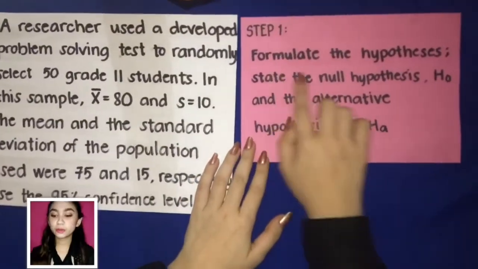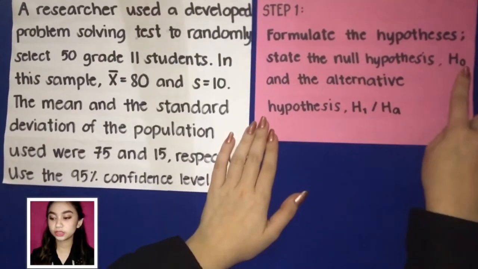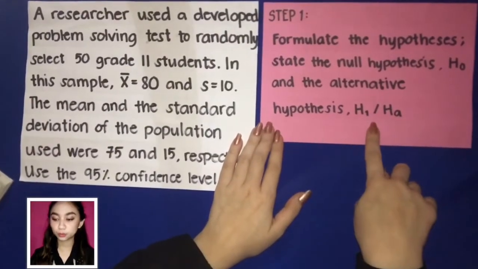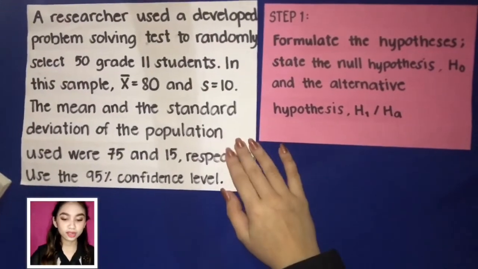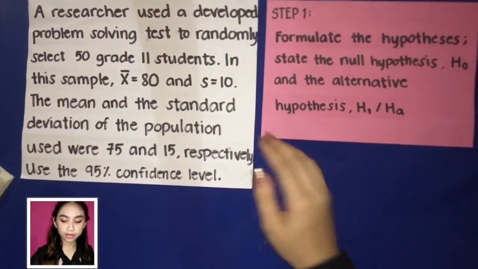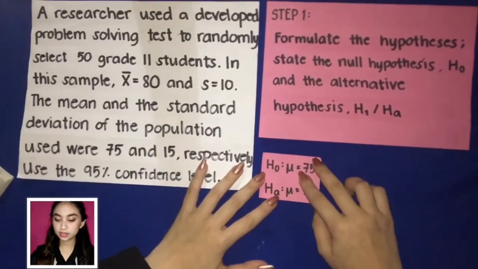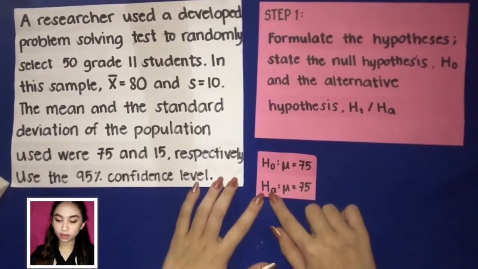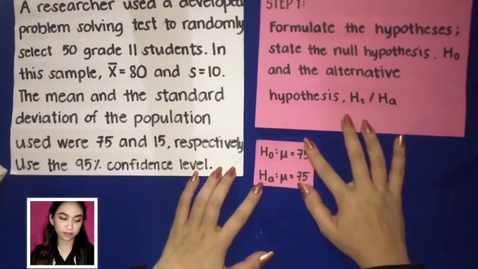Our step 1 is to formulate the hypothesis and state the null hypothesis, which is H0, and the alternative hypothesis, which is H sub 1 or H sub A. So, in our given problem, our null hypothesis is mean equals 75 and our alternative hypothesis is the mean is not equal to 75.